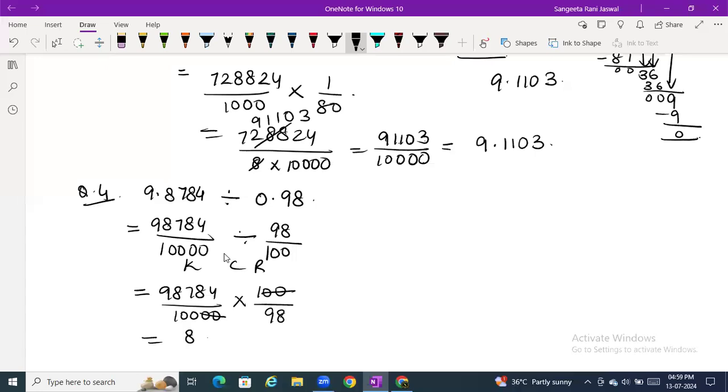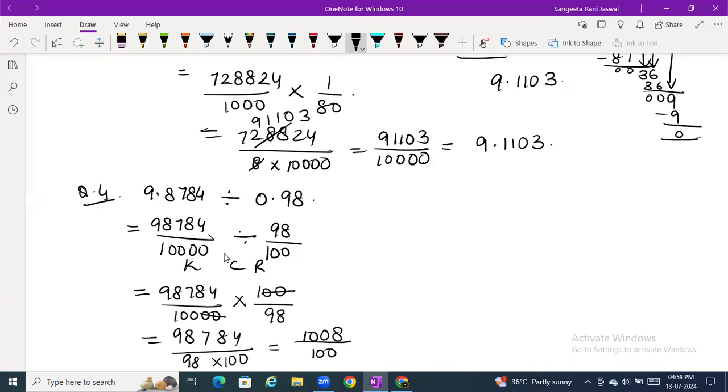Okay. So this becomes 98784 upon 98 into 100. So this will be 1. When you divide this, just divide and tell me what do you get? Ma'am, I got 1008, 1008 divided by 100. 100 is just left now.